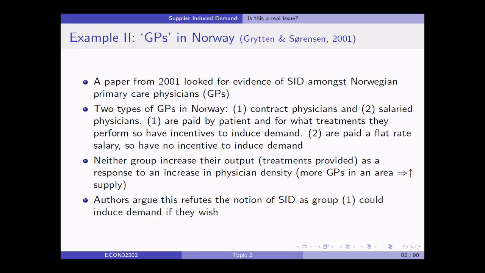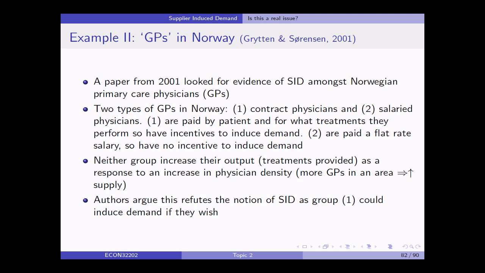However, a paper that looked at GPs or family doctors in Norway basically refuted the idea of supplier-induced demand. Now, Norway is an interesting country to look at supplier-induced demand for GPs because there are two types of GPs. They have one type of doctor who's called a contract physician and one called a salaried physician. Contract physicians are basically paid for what they do. If they treat 100 patients, they're paid for treating those 100 patients. A salaried physician is given a salary. They get the same amount of money whether they treat 1 patient or 1,000 patients.